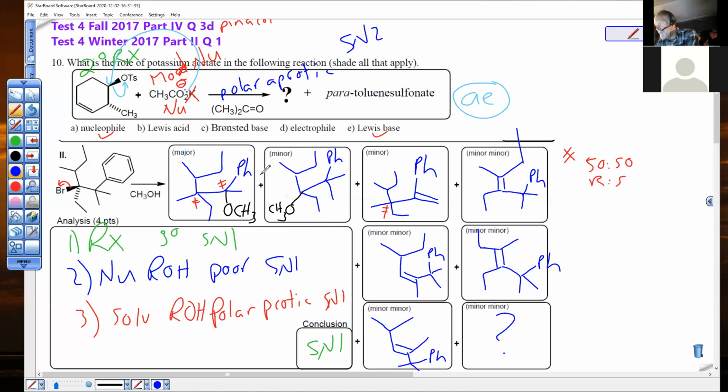So SN1 for the 2 majors, E1 for all of the ones with the alkenes. Remember, the intermediate that's common to all the products is a cation here, and that cation came from rearranging a methyl when there was a cation here. There's the rearranged methyl right there. So good stuff. Good review day today.